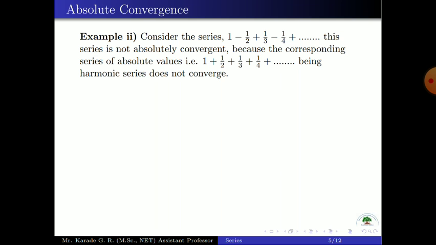So in this example, the given series is given and its absolute series is not convergent. That's why the given series is not absolutely convergent. So now we study the conditional convergence of a series.